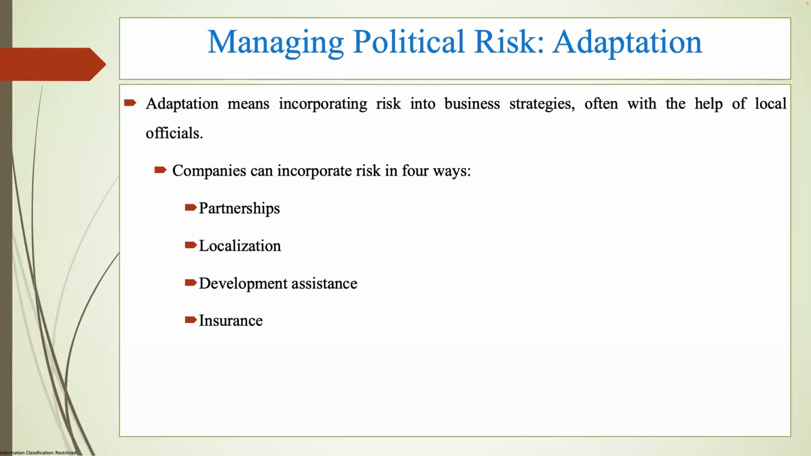Okay, so now adaptation. Adaptation means incorporating risk into business strategy. Often with the help of local officials, a company can incorporate risk in four ways: partnership, localization, development assistance, and insurance. So what does partnership mean? The first, partnership, helps companies leverage their expansion plan. They can be informal arrangements or include joint ventures, strategic alliances, and cross-holding of company stock.